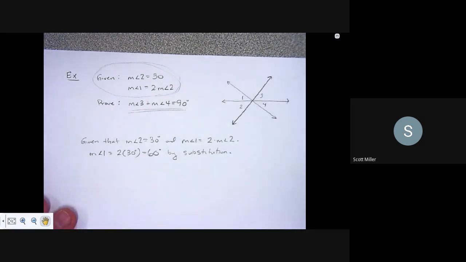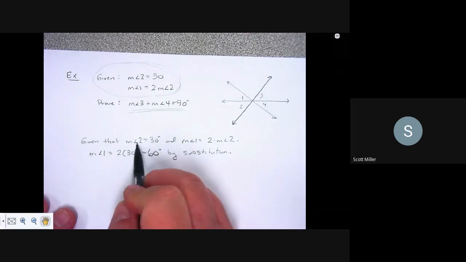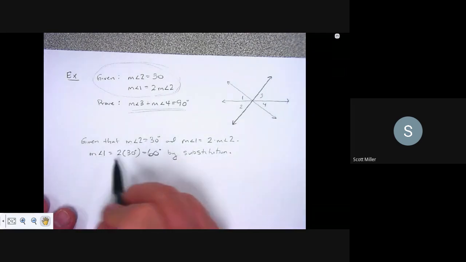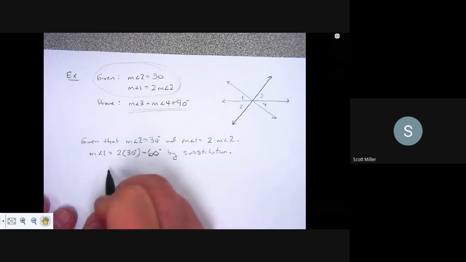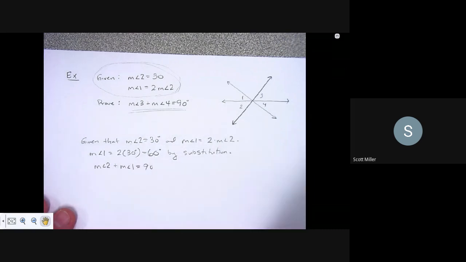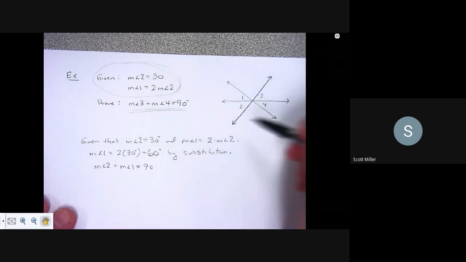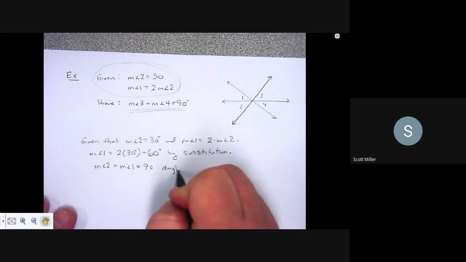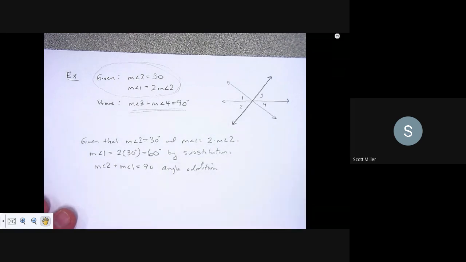What can I say now? Well, I now have confirmed that the measure of angle 2 is 30 degrees and the measure of angle 1 is 60 degrees. Well, 30 plus 60 is 90, so I can say that the measure of angle 2 plus the measure of angle 1, or you can do it the other way around, is 90. Why? This angle measurement plus this angle measurement is the whole angle measurement, that is angle addition. We added two angles together.